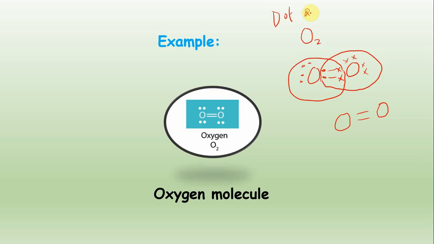Dot and cross means you have to draw the electrons of one atom as dots, like in this way I have drawn this diagram of the O2 molecule. One oxygen has dot electrons and the other oxygen has cross electrons, represented by dot and cross. This is called the dot and cross diagram.